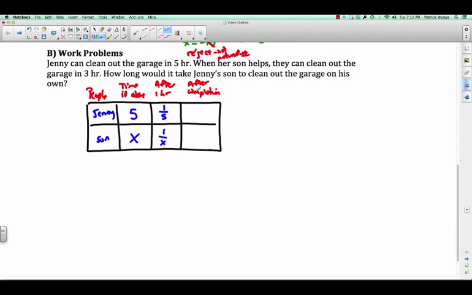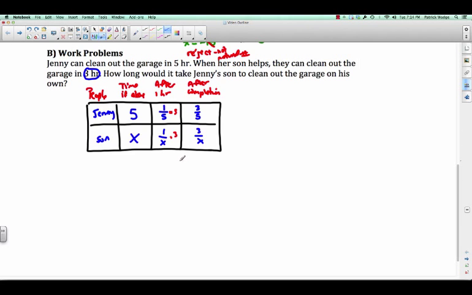Alright, after completion, like after the whole job is done, how much has Jenny done? Well, look, it took 3 hours for them to do this job together. So if she did 1/5 in the first hour, then she'd do another 1/5 in the second hour, so she'd be up to 2/5, and after 3 hours she'd be up to 3/5. The way you can get that quickly is you take the 1/5 and multiply it by the total amount, so times 3 equals 3/5. You do the same thing here, times 3, because that's the total length of time. If every hour the son does 1 over x, after the 3 hours the son's done 3 over x.